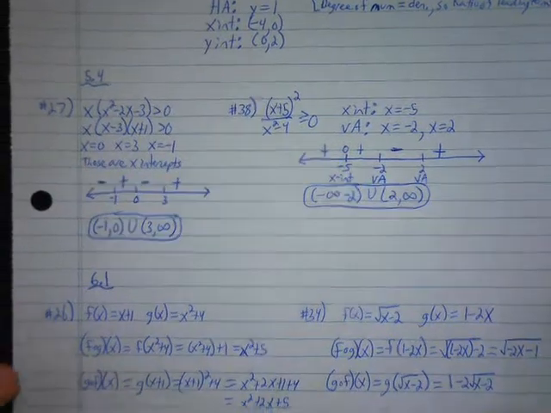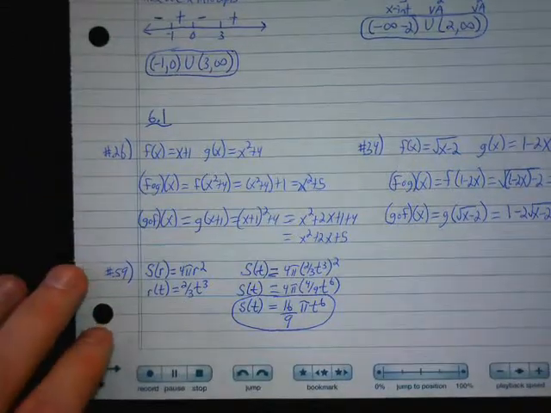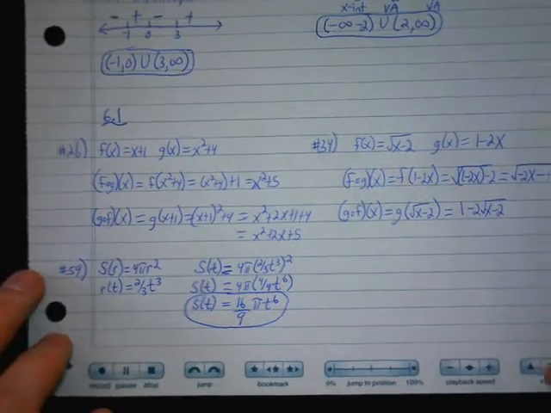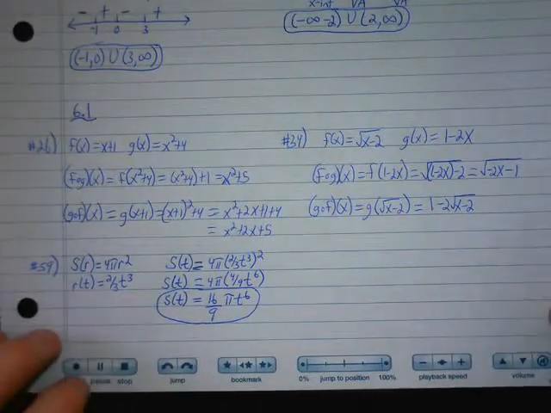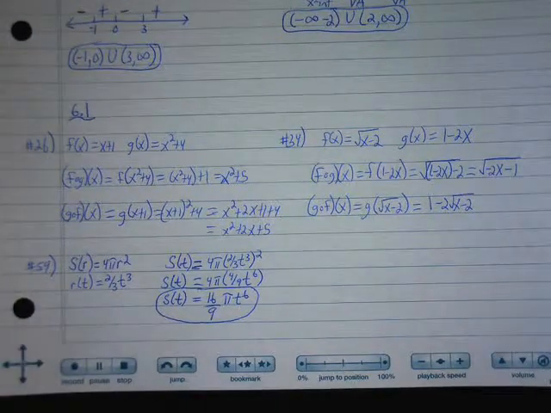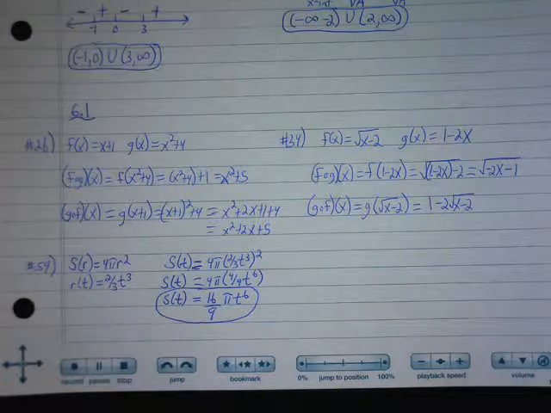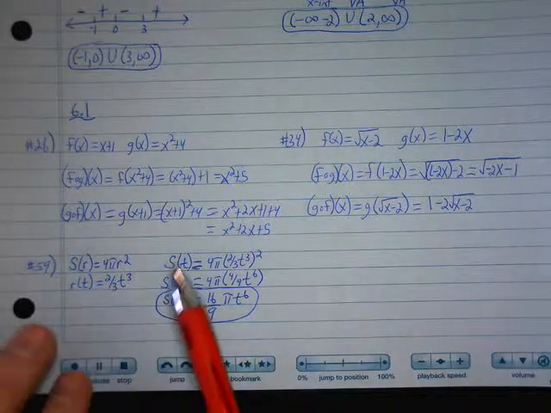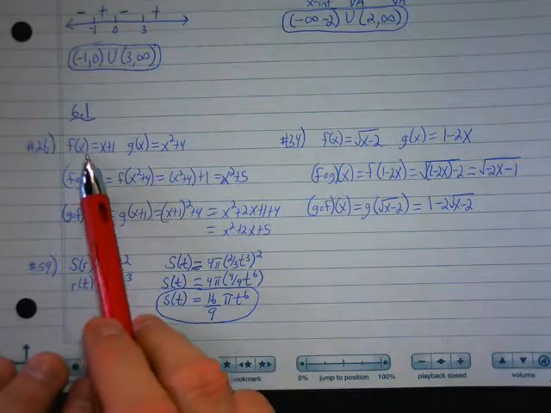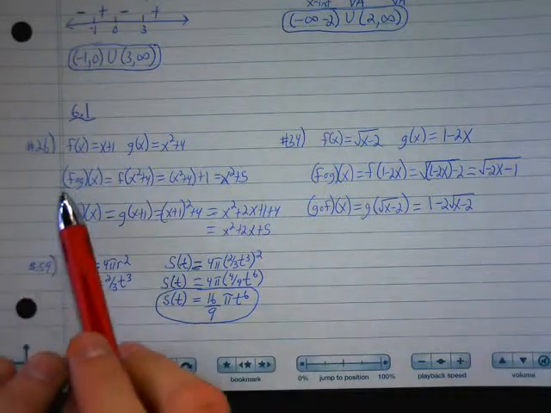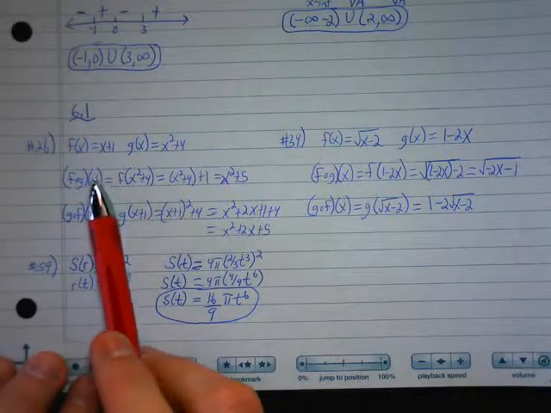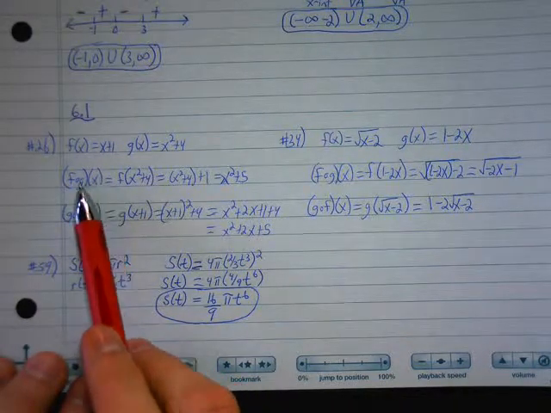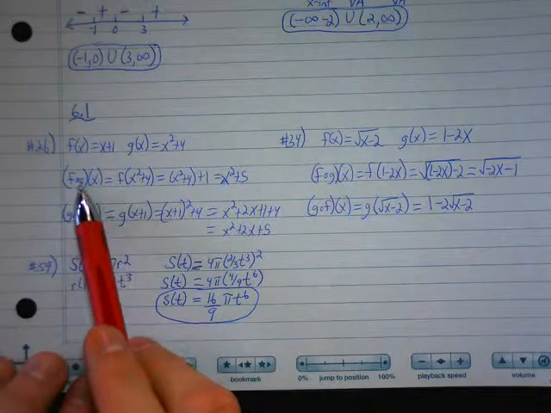Okay, and then chapter 6 was the compositions and inverses. Okay, so 6.1, the composition, was when you substitute one function into another. So when they define two functions, f of x and g of x, to find f of g of x, you basically want to put the x into the g function. So you go from right to left.